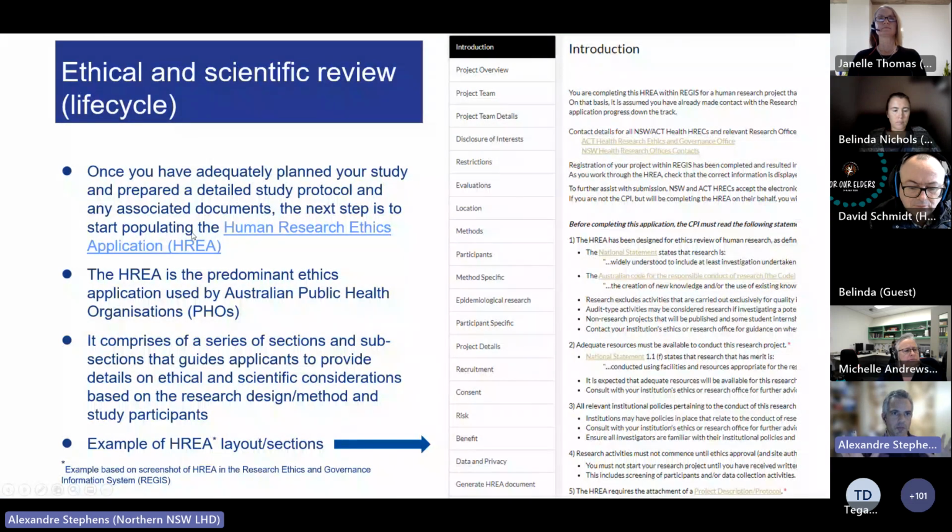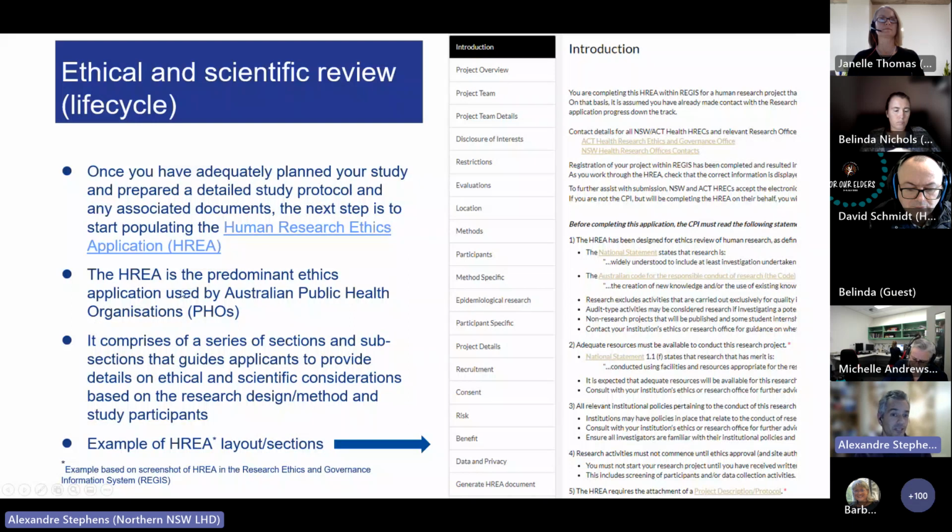So I'll talk a little bit about ethical and scientific review. I view this as a life cycle. As Barbara really elegantly mentioned, it's very important to plan your study before you get to considering ethical and scientific review. You need to plan your study, prepare a detailed study protocol and any associated documents. If you've done that, the next step is to consider populating something called the Human Research Ethics Application, or the HREA.